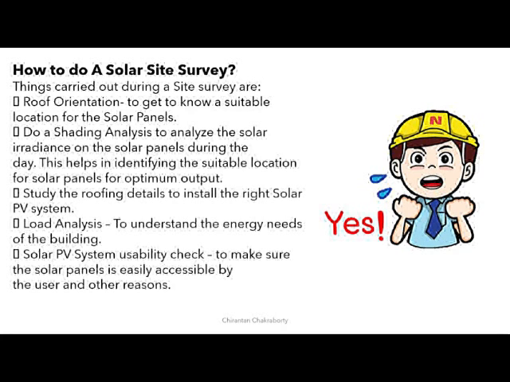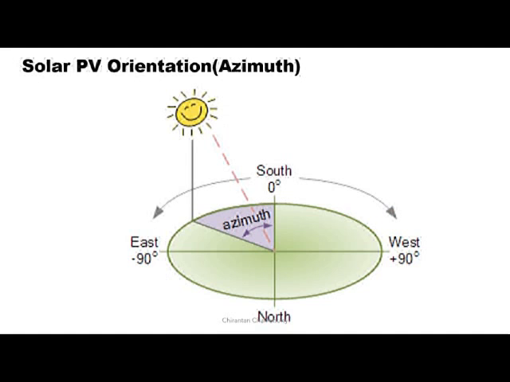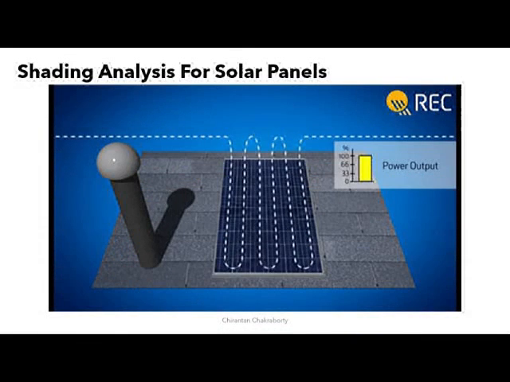Below are the details of the activities that must be carried out while doing a site survey. First of all is solar PV orientation finding, azimuth, shadow analysis for solar panel, then roof structure analysis, then load analysis, solar PV system usability, and finance, which we have discussed in the previous slide also.